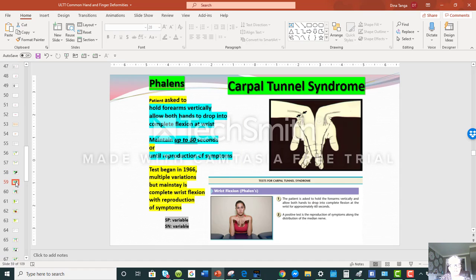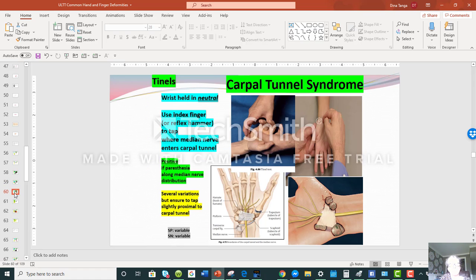Phalen's. Patient asked to hold forearms vertically. Allow both hands to drop into complete flexion at the wrist. Maintain up to 60 seconds or until reproduction of symptoms. Tinel's. Wrist held in neutral. Use index finger or reflex hammer to tap where the median nerve enters the carpal tunnel. Positive if paresthesia along median nerve distribution. Several variations, but ensure to tap slightly proximal to the carpal tunnel.